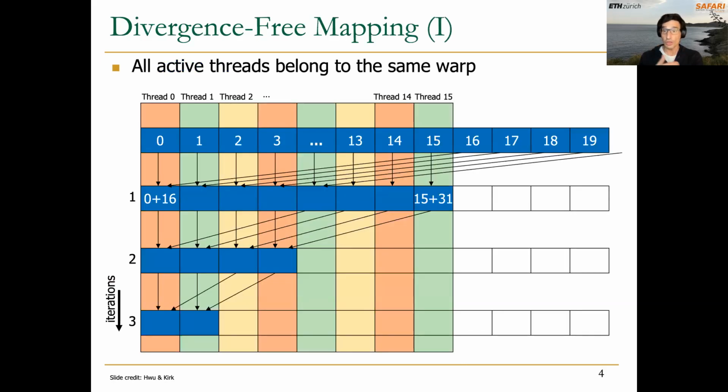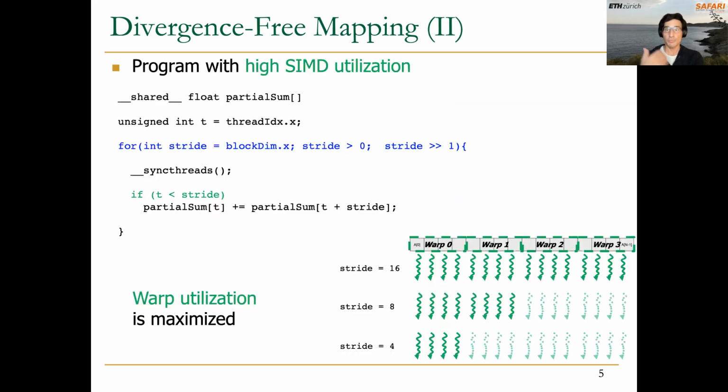The way of implementing an efficient reduction on GPU is to have active threads that belong all to the same warp. This way, we can implement a divergence-free mapping and maximize the warp utilization.